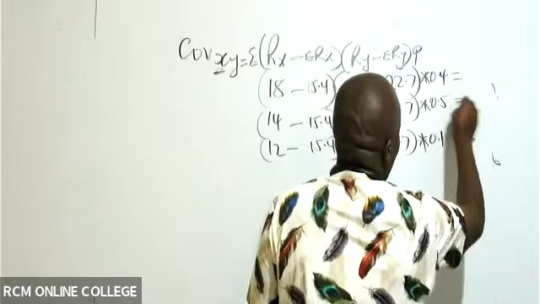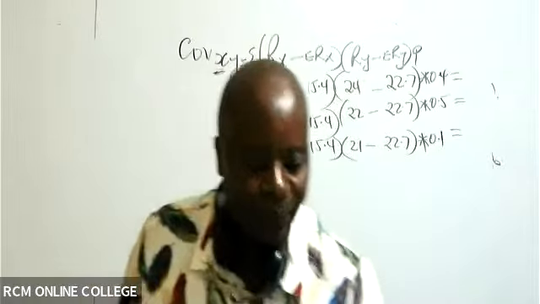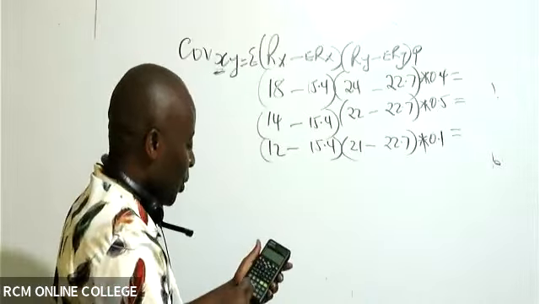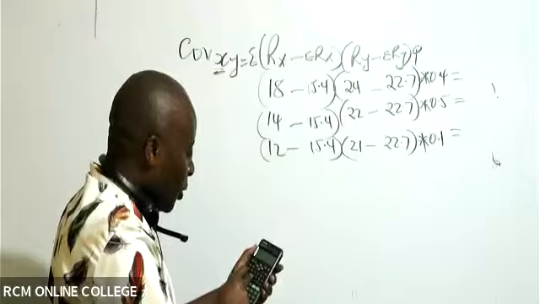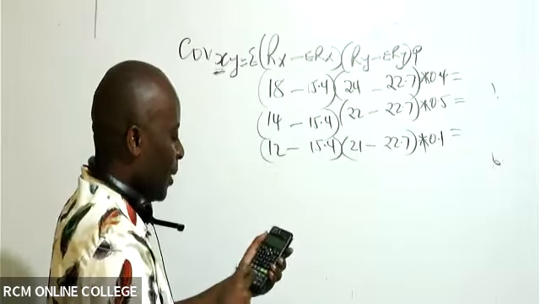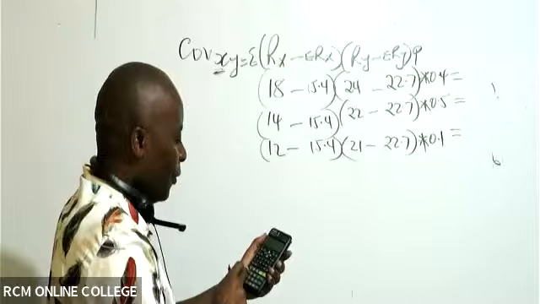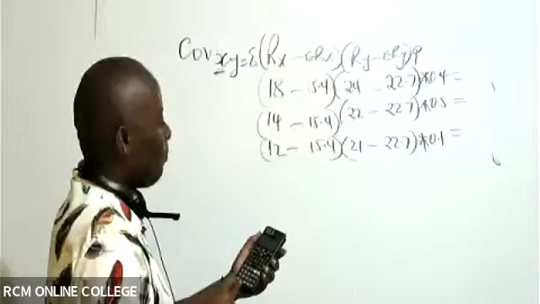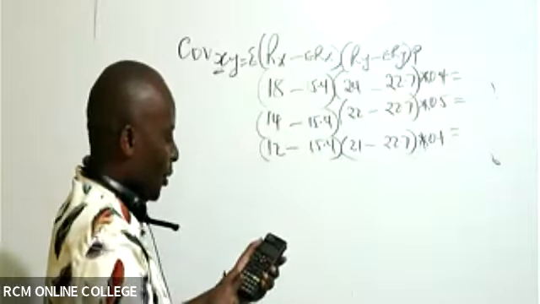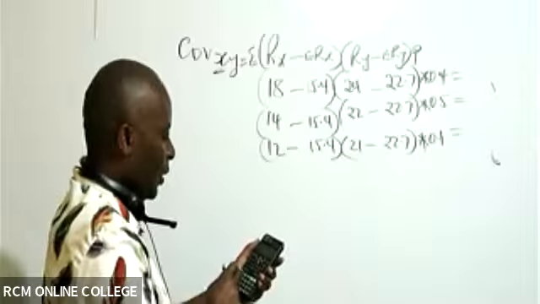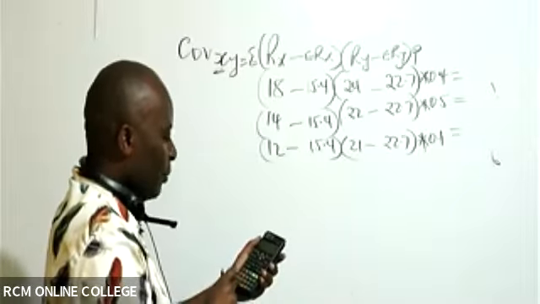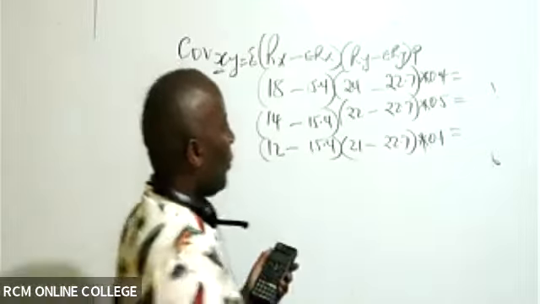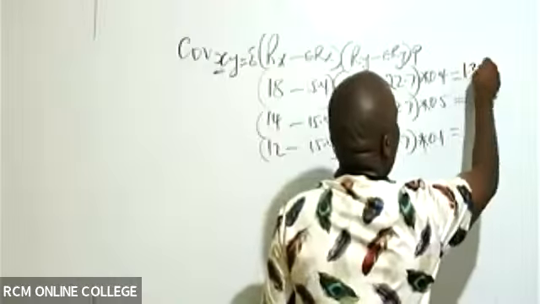Then you take your calculator. So you say on; it's quite early in the morning, and you can easily get a student using a calculator which is off. You say on, open brackets, 18 minus 15.4, close, times, open, 24 minus 22.7, close, times 0.4, equals. Ladies and gentlemen, I'm getting 1.352. Is there somebody who is able to get 1.352?